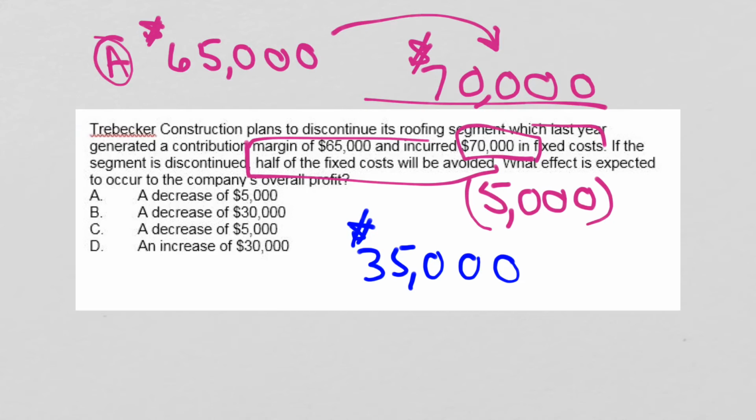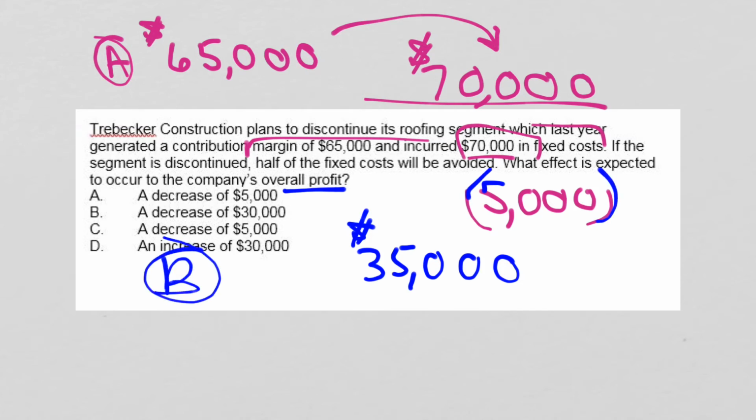So what does this now mean? The question's asking, and of course I didn't follow my own advice of reading the question first, what is expected to occur to the company's overall profit. In the initial go-round, it was a $5,000 loss. That was with A. B is get rid of A entirely. We won't have the contribution margin, but we will also have less unavoidable costs, so we'll be down to $35,000.